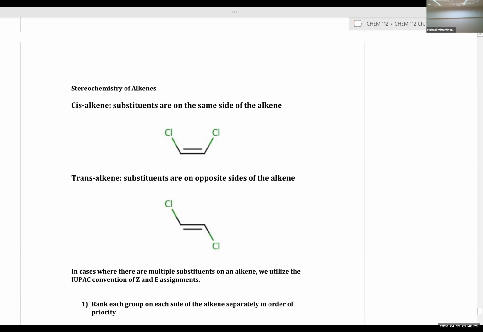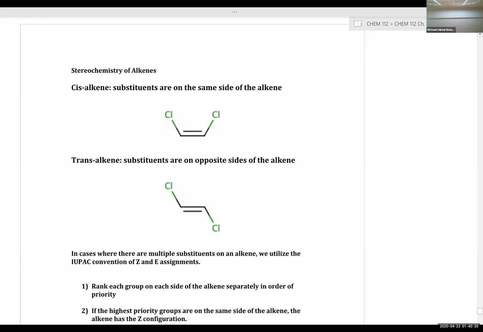Now, as our last topic for this session, we're going to talk about the stereochemistry of alkenes. How do we assign the configuration of alkene stereocenters? So we have our good old friends cis and trans. So cis, the substituents are on the same side of the alkene. Trans, the substituents are on opposite sides.